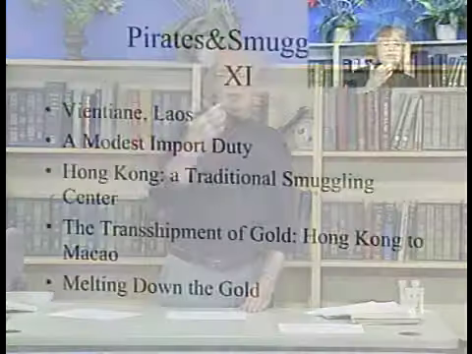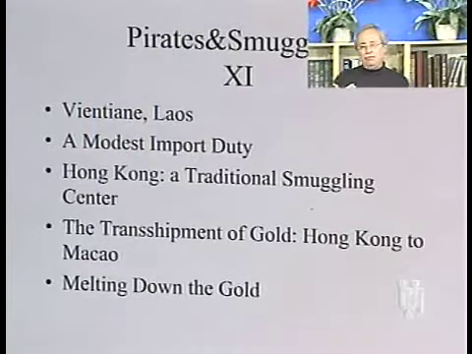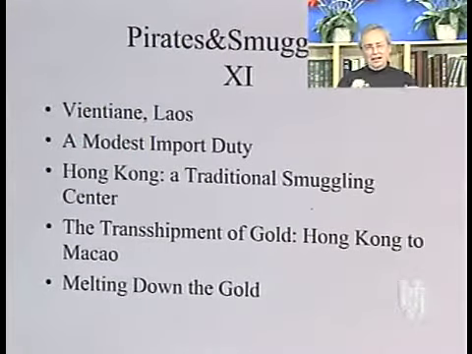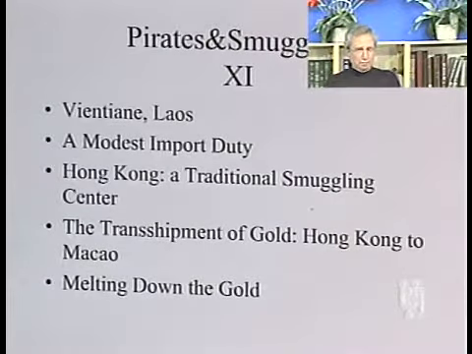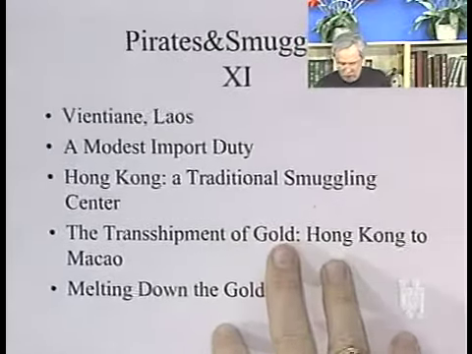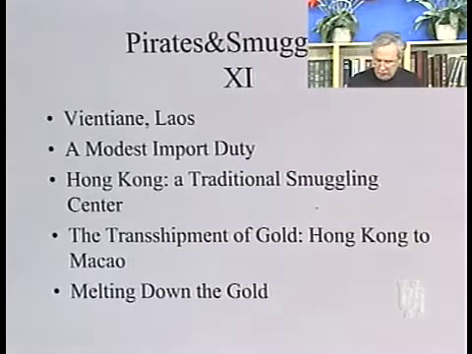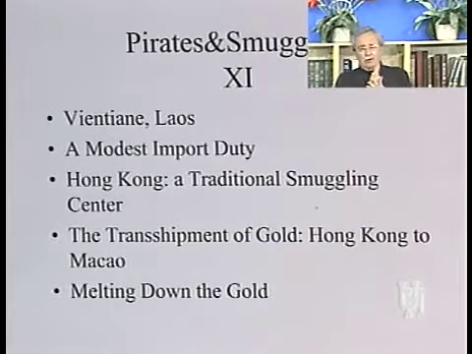One of the places that became central to all of this was Vientiane, Laos. Laos is the country that borders Vietnam, and there in Vientiane, there was a relatively low duty on gold, and therefore there was a lot of importing of gold and then smuggling it into Vietnam, where people wanted it for the purposes, again, of protecting their capital. Hong Kong, again, appears as a traditional smuggling center.